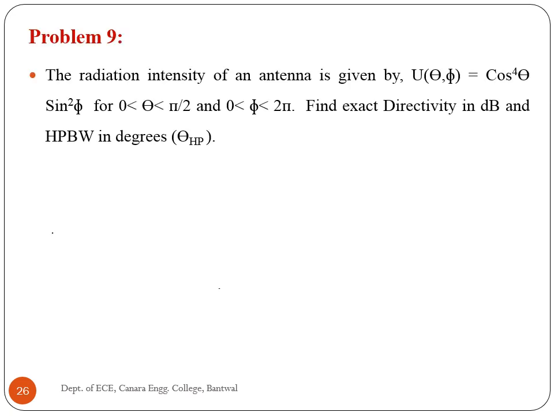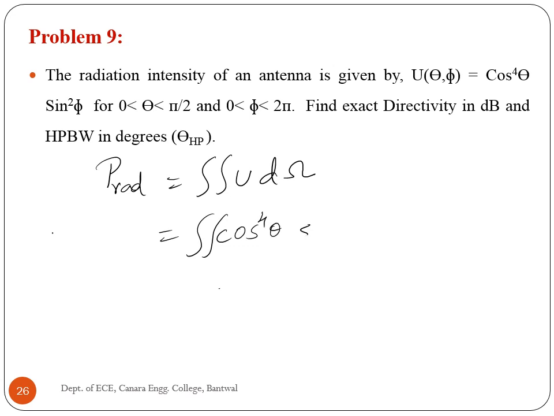The radiation intensity of an antenna is given by cos to the power 4 theta into sin square phi, when theta is between 0 and pi by 2 and phi is between 0 and 2 pi. Find the exact directivity in decibels and the half power beamwidth in degrees. To find the exact directivity, we have to find the radiated power, which is equal to the integral of U d omega. U is cos to the power 4 theta sin square phi, d omega is sin theta d theta d phi.